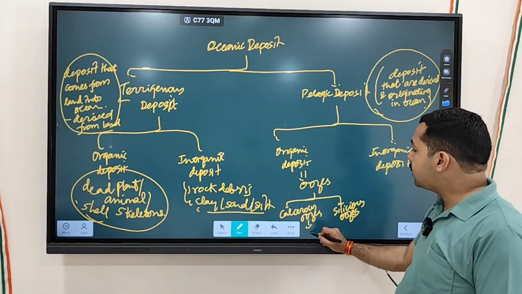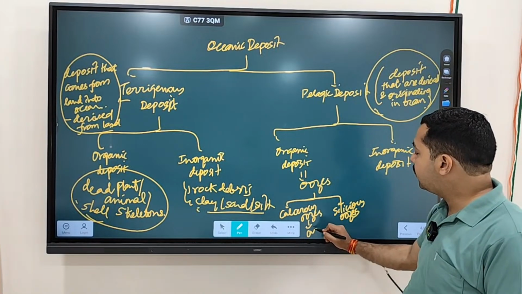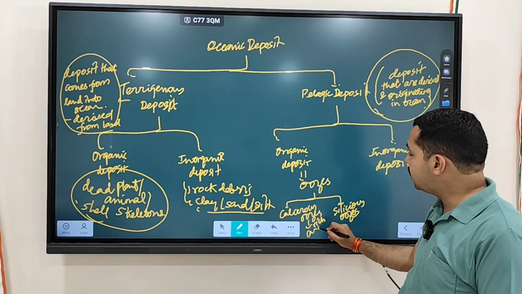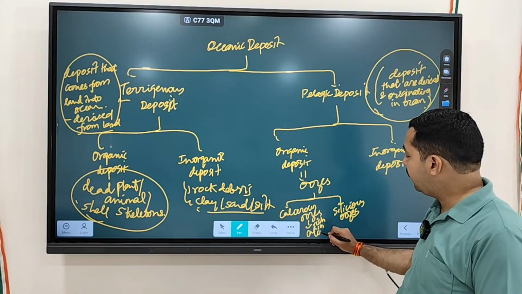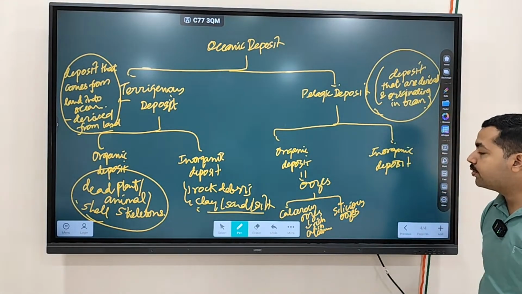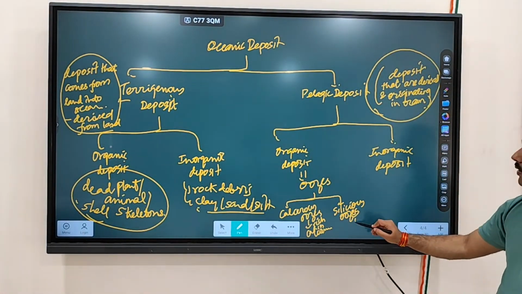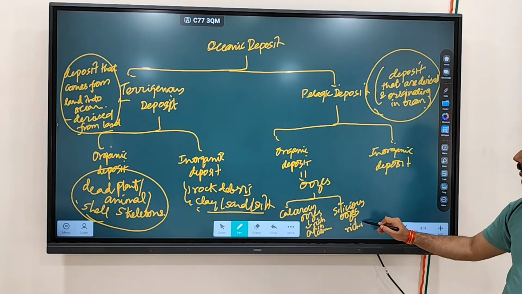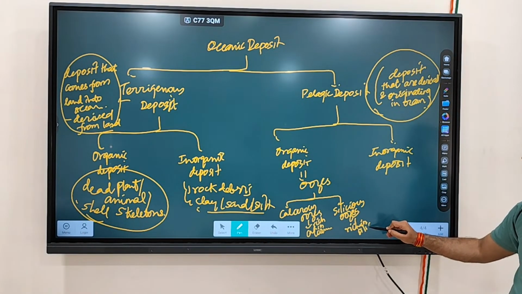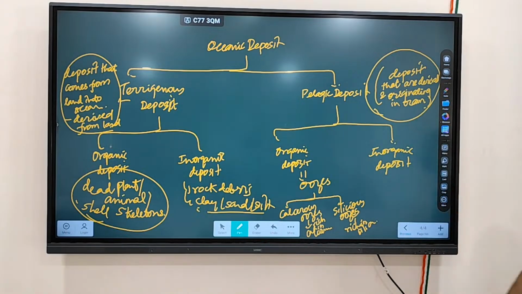So if it is rich in calcium, it is called what? Calcareous oozes, rich in calcium. If it is rich in silica, then it is called what? Siliceous oozes. So organic deposits are called oozes. They can be calcareous oozes, they can be siliceous oozes. If rich in calcium, then calcareous. If rich in silicon, then siliceous oozes.